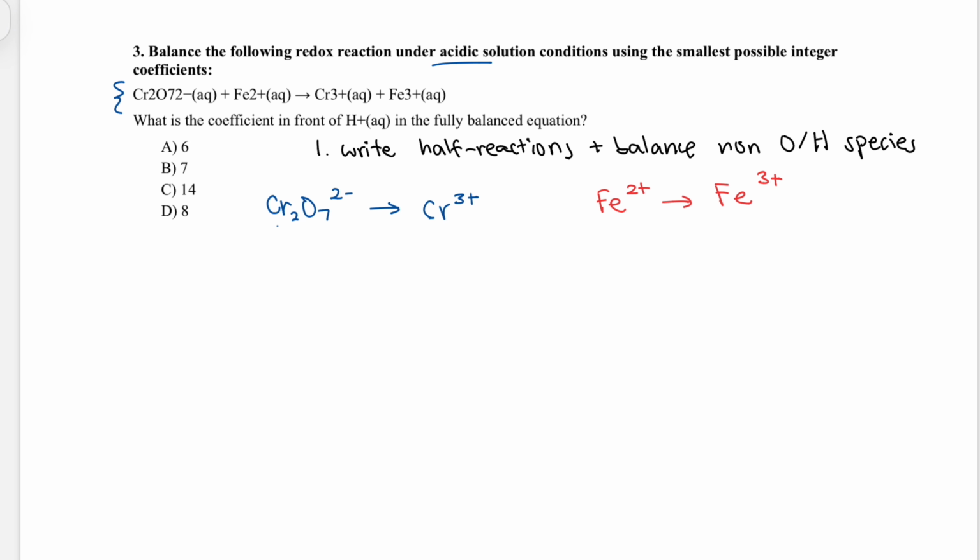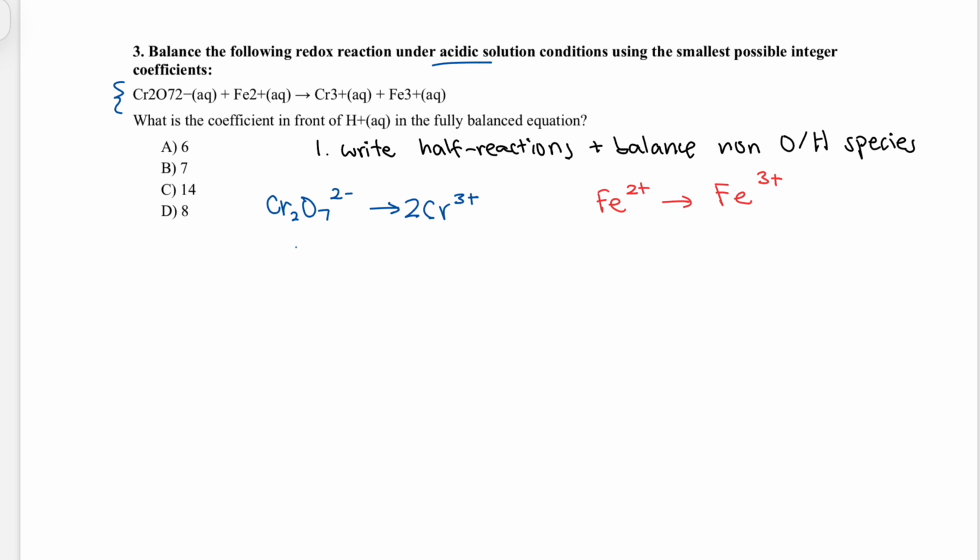So what I mean is that we have Cr2 here, but only one Cr here, so I have to add a coefficient of 2 in front. And then although we have 7 oxygens here, we don't care about the oxygens or hydrogens as of right now.